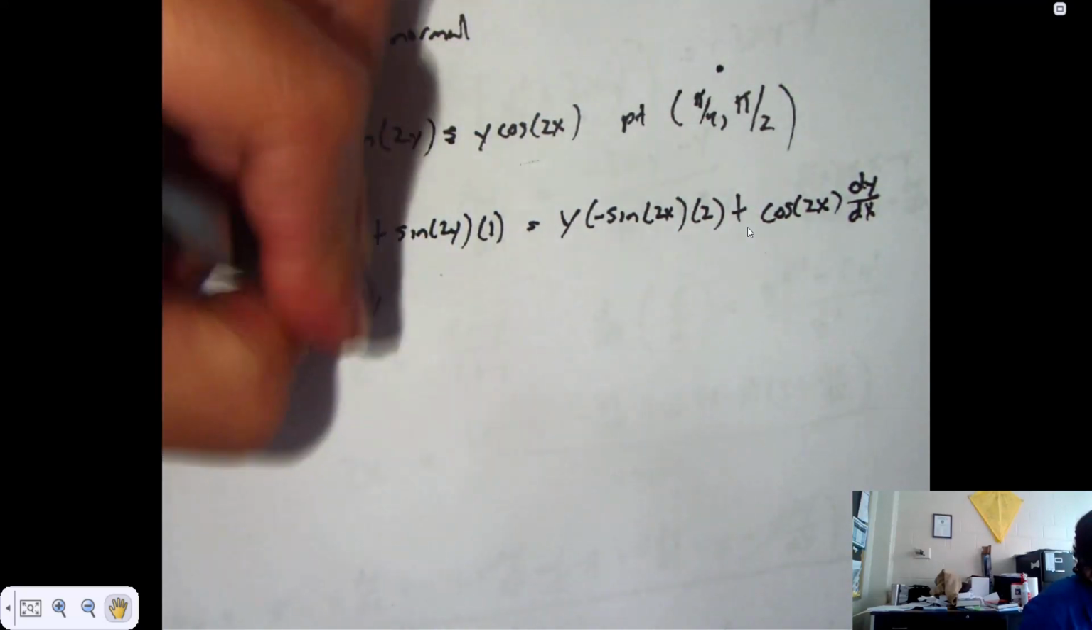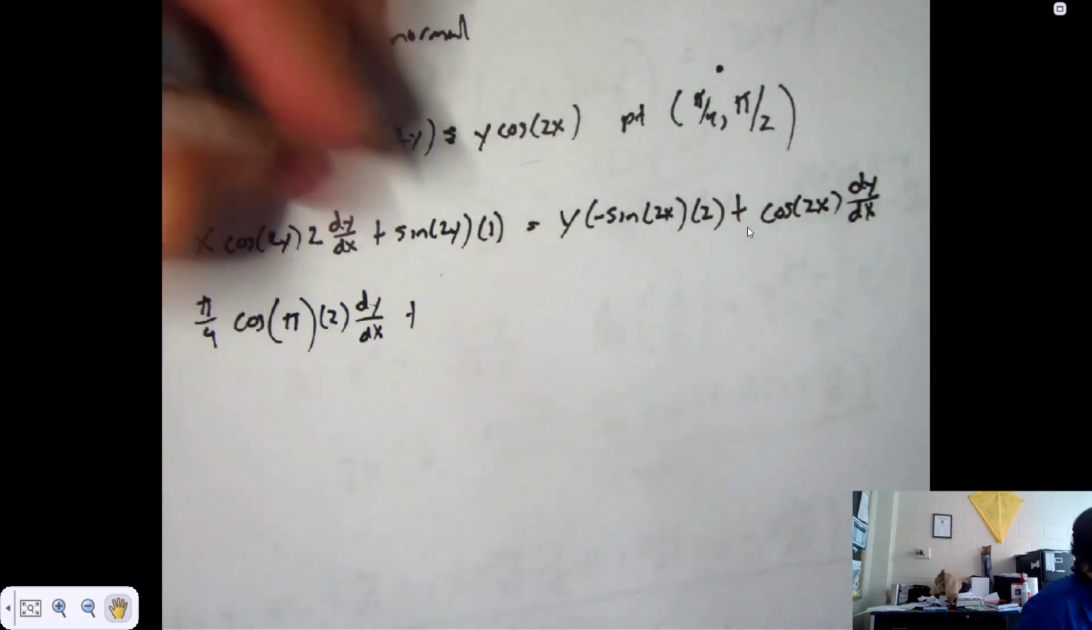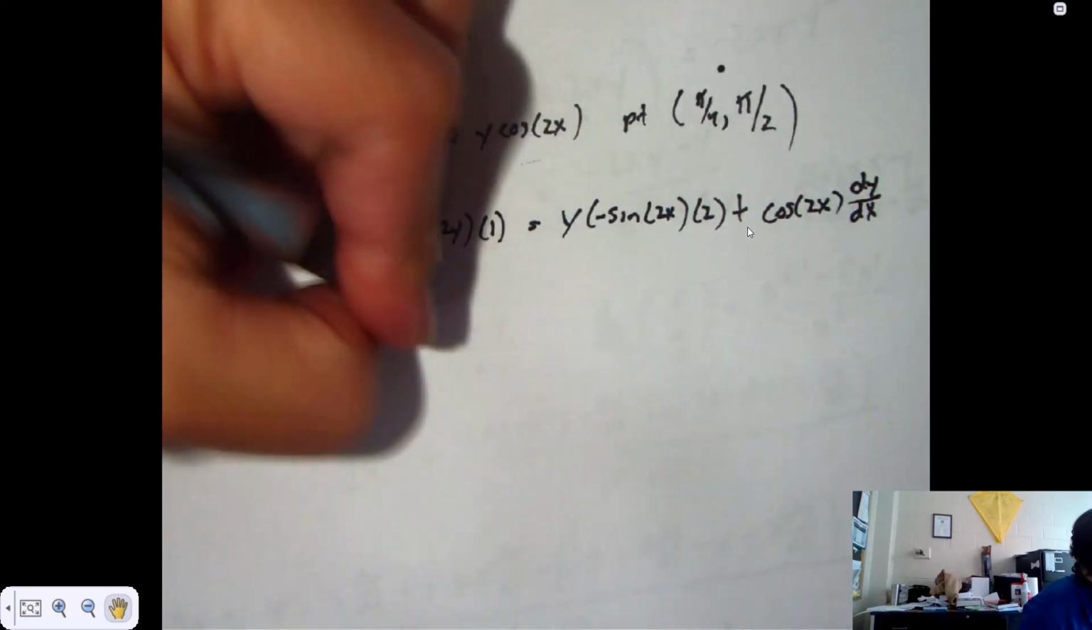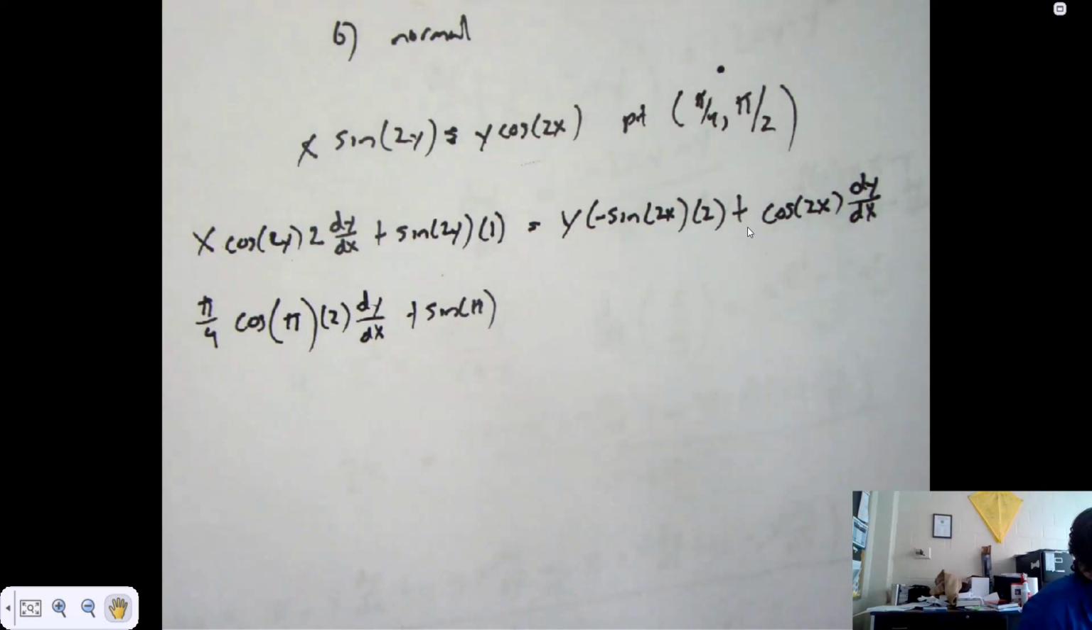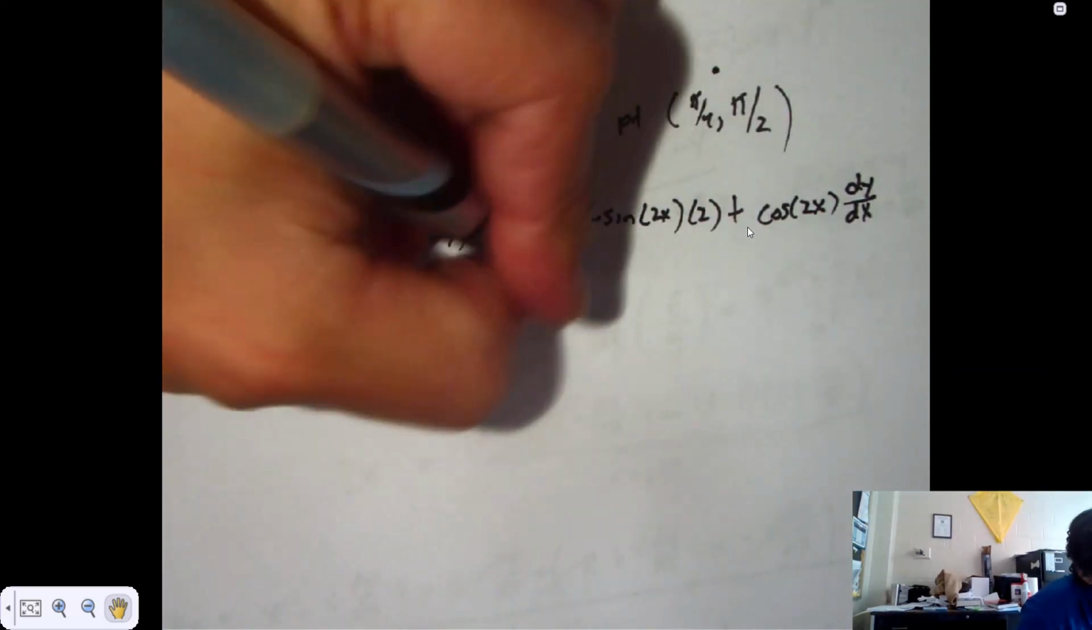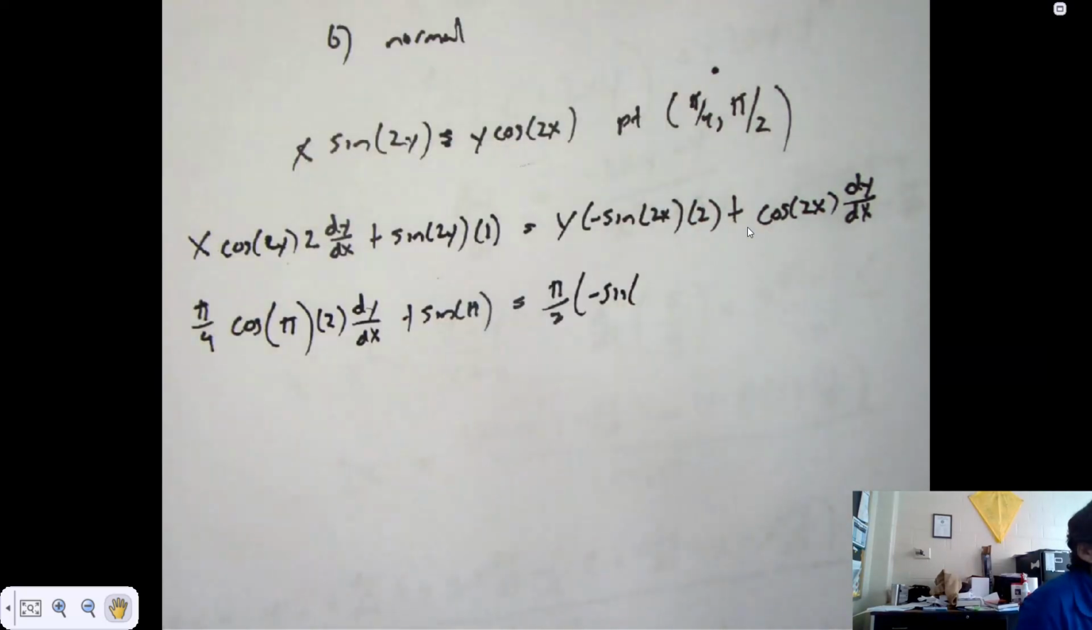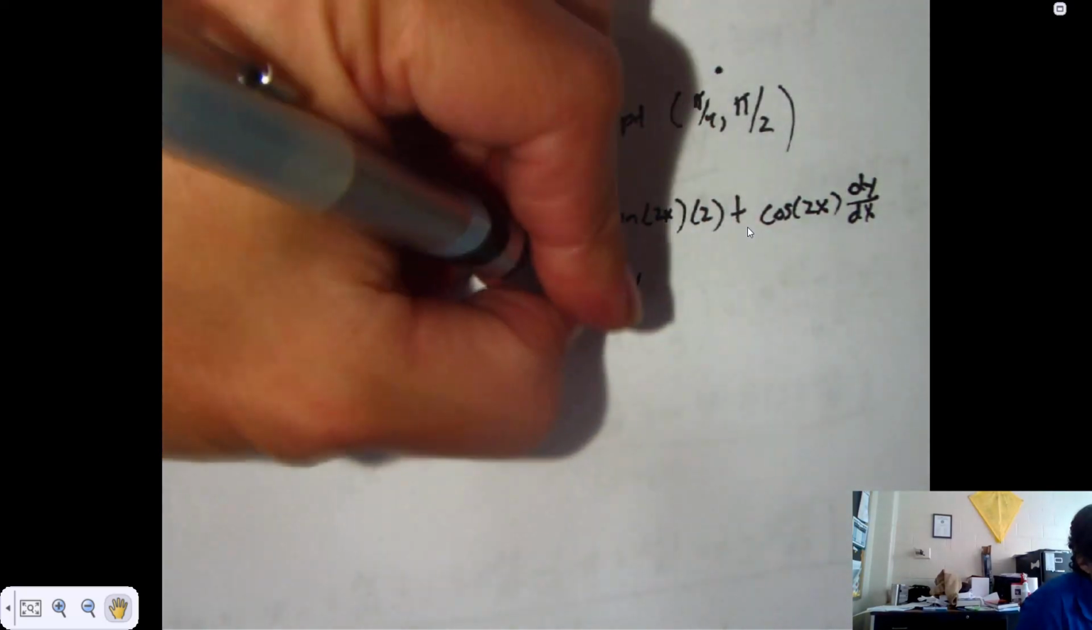And there's also a dy/dx attached to it. Here's sine of 2y again, so sine of pi, 1's understood, equals y, which is pi over 2, times a negative sine of twice x. So we're going to double pi over 4 and get pi over 2, times a 2, plus the cosine of twice x. Pi over 4 doubled is pi over 2, dy/dx.